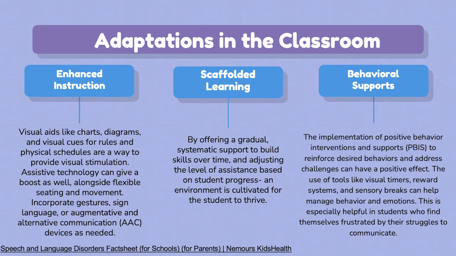Scaffolded learning is also an adaptation that can be made in the classroom. By offering a gradual, systematic support to build skills over time and adjusting the level of assistance based on student progress, an environment is cultivated for the student to thrive. The implementation of positive behavior interventions and supports, or PBIS, to reinforce desired behaviors and address challenges can also have a positive effect in the classroom. The use of tools like visual timers, reward systems, and sensory breaks can help manage behavior and emotions. This is especially helpful in students who find themselves frustrated by their struggles to communicate.